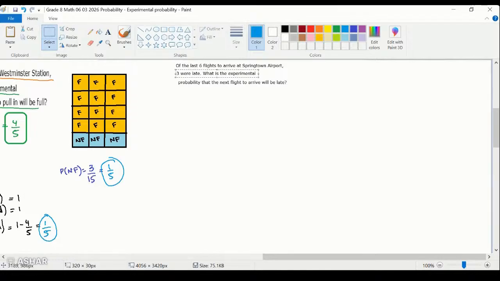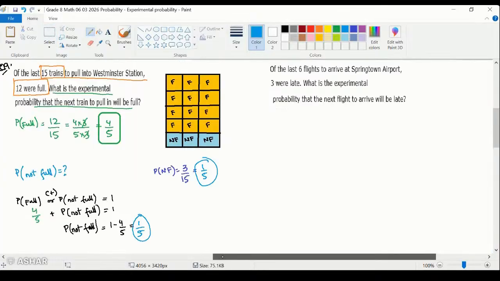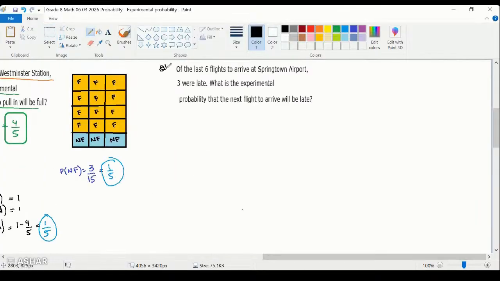Okay. There were 6 flights arriving to a town. Question number 10. 3 of the flights were late. 6 flights to arrive, total 6 flights. 3 flights were late. What is the experimental probability that the next flight to arrive will be, I'll just change this part, will be on time?